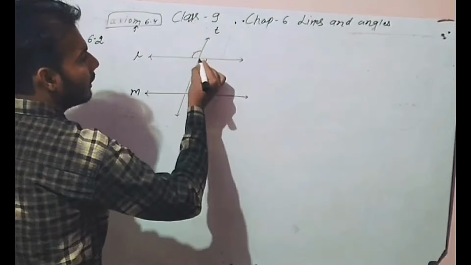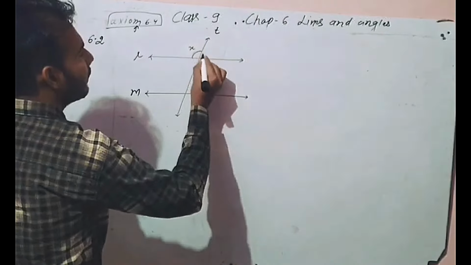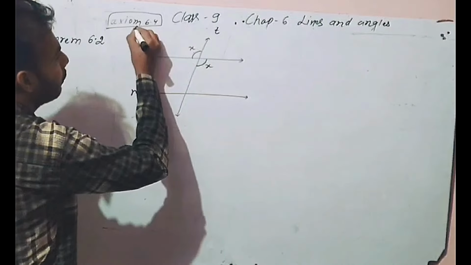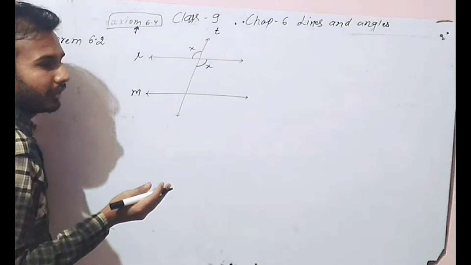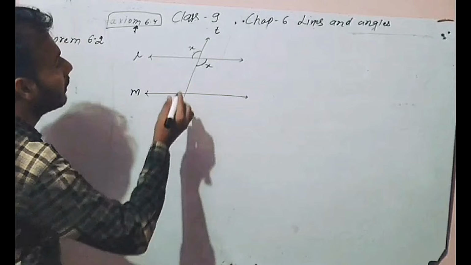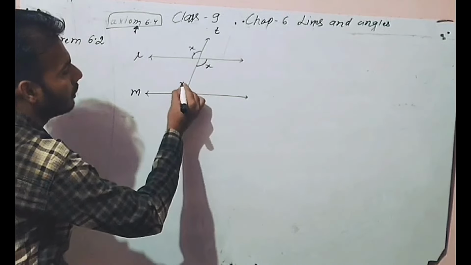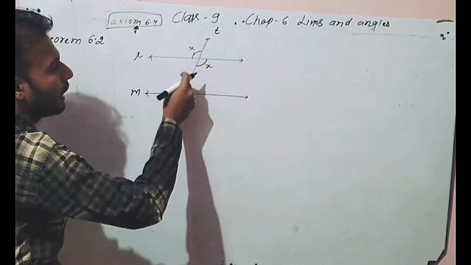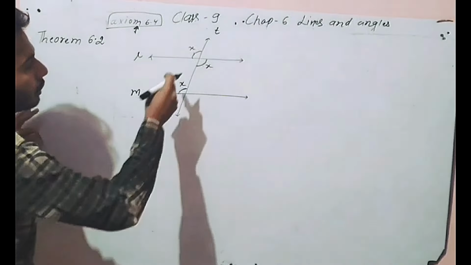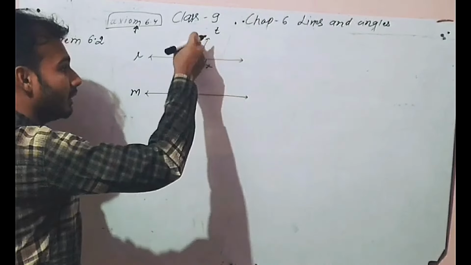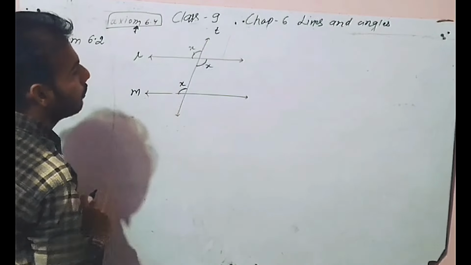So this angle is equal to this angle. Suppose this angle is x, then this is also x. And by axiom 6.4, which I told you in the introductory part of the chapter, this angle is equal to this angle. These both are corresponding angles. So this angle is equal to this angle because of vertically opposite angles, and this angle is equal to this angle because of corresponding angles.